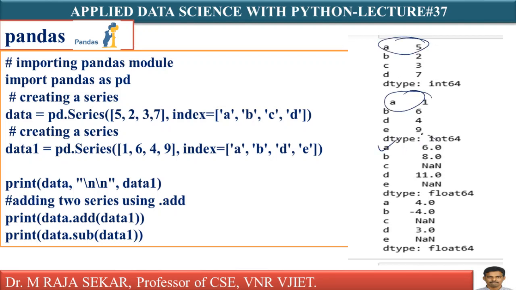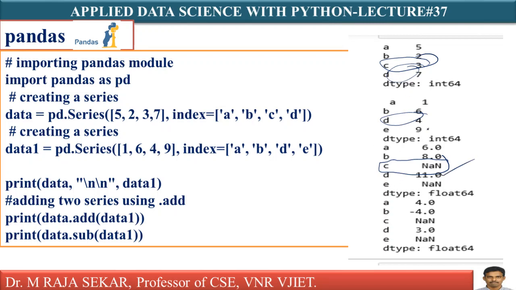A means 5 plus 1, 6 you are getting. What about B? B is 2 here. Do you have B here? Yes, 2 plus 6, 8 you are getting. There is no difficulty if it occurs in both series, but here I have C equal to 3. Do you have C here to add? No, you don't have any C to add. In that case, what will happen? It returns nan. That's the difference. Here D is 7. Here also I have D equal to 4, isn't it? Therefore, 7 plus 4, 11.